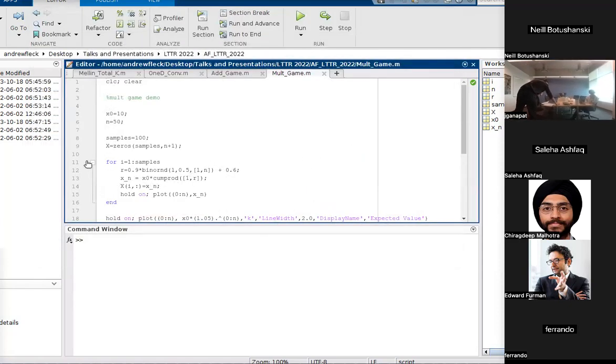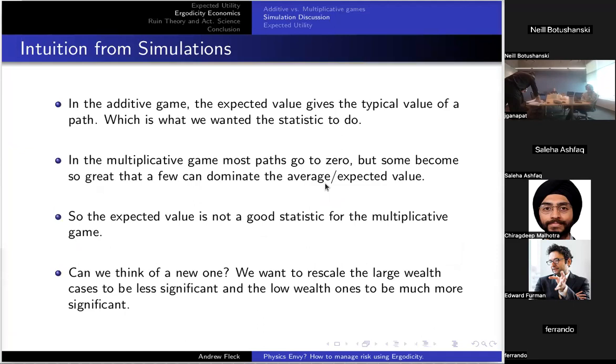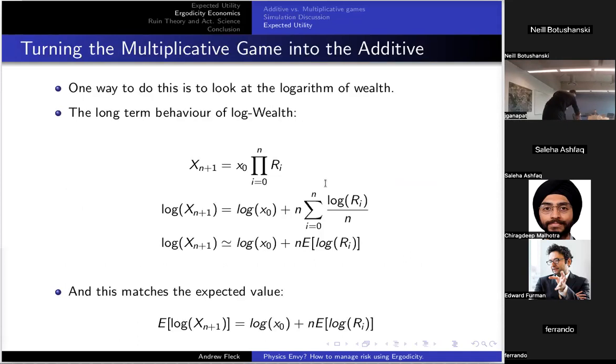So what does that mean for us? Well, this is just the intuition and simulations. It's just what I was getting at. In the additive game, of course, the expected value gives us a typical path, only in the additive case. It doesn't give us that in the multiplicative case. So we wouldn't want to use an average for the expected value in the multiplicative case. This wouldn't be informative to us. So we want to think of a way of rescaling the wealth to make the large wealth cases less significant, like the low wealth ones, which are much more common. And of course, we return to the idea of utility. In this case, we can just use log wealth.